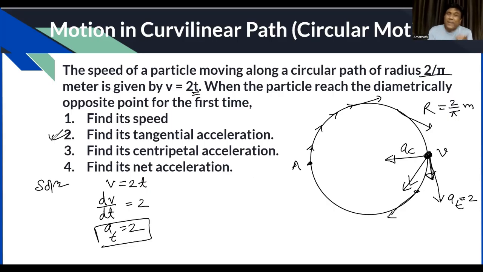And remember why it is not net acceleration, why it is only tangential acceleration? Because they are giving the speed. This is speed, not velocity. Now you see, with this speed, how much time will they take from here to here, A to B? Let us check it.